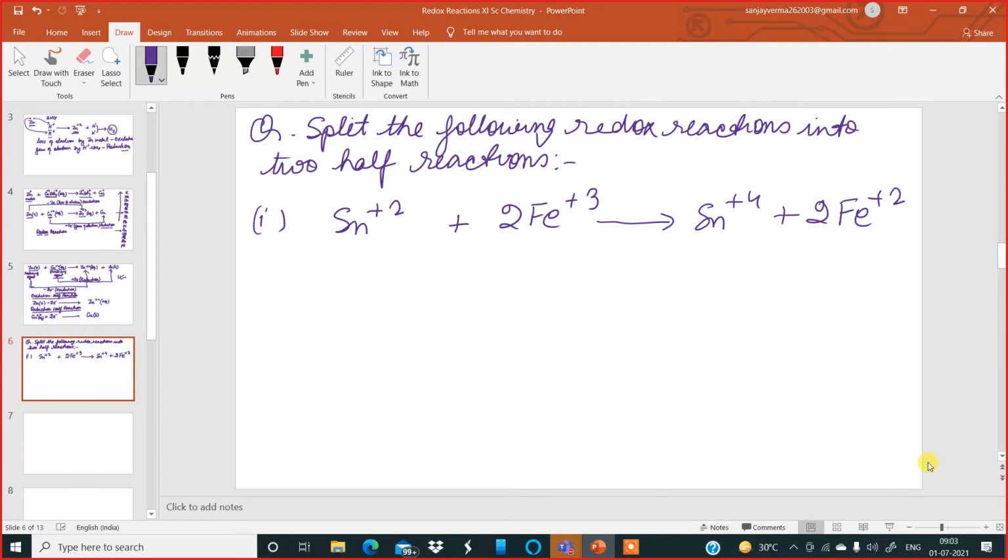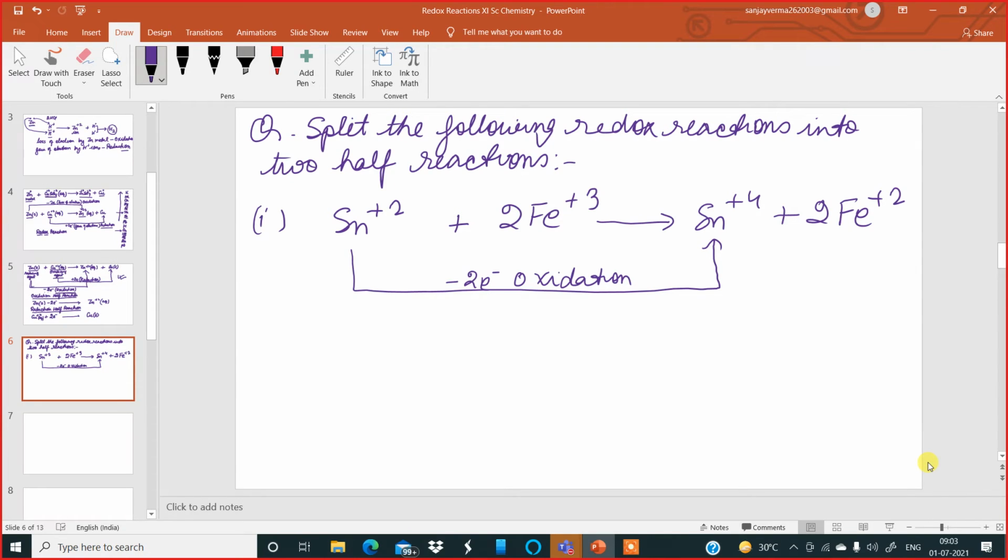Now Sn plus 2, it is becoming Sn plus 4. How does plus 2 become plus 4? Is it by losing electrons or gaining electrons? Loss of electrons. So Sn plus 2 is losing 2 electrons, correct? Can I write it over there? Sn plus 2 is losing 2 electrons. So loss of electrons means what? Oxidation. Okay. This is the first working you have to do.